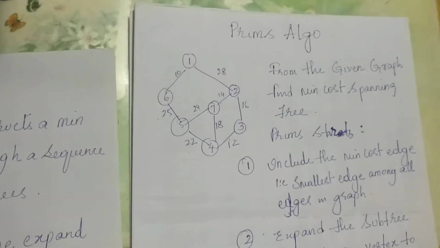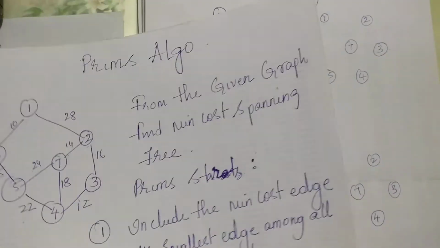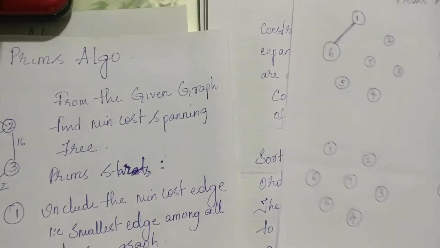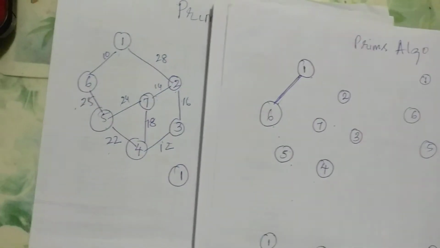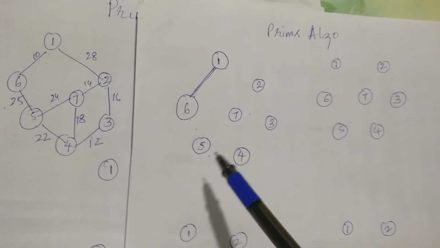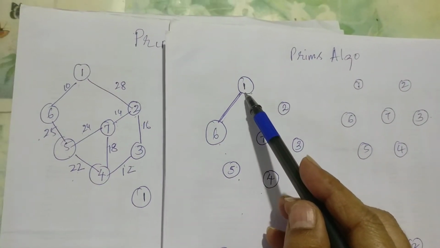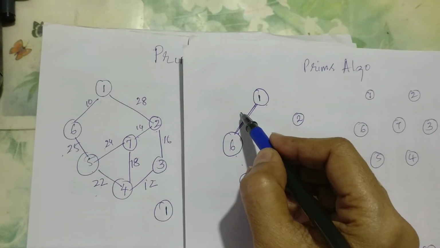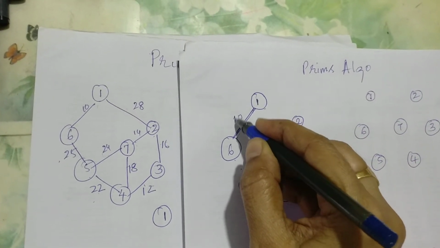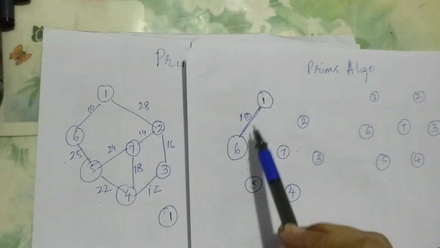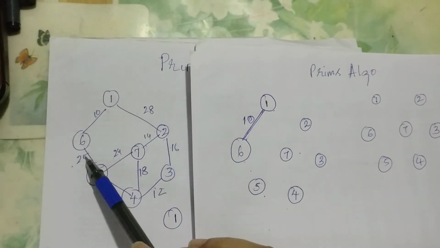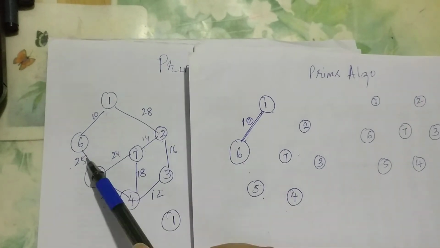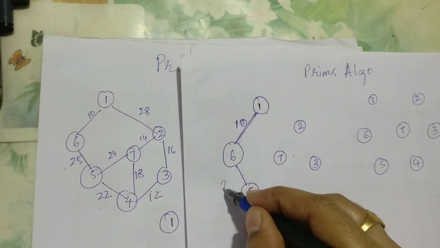Let me do one thing. Let me take a paper and take the example. Now see, first we have selected 1 to 6, that is 10. Next, from 1 to 6, what are the possibilities? 28 and 25. Out of these two, 25 is the smallest.